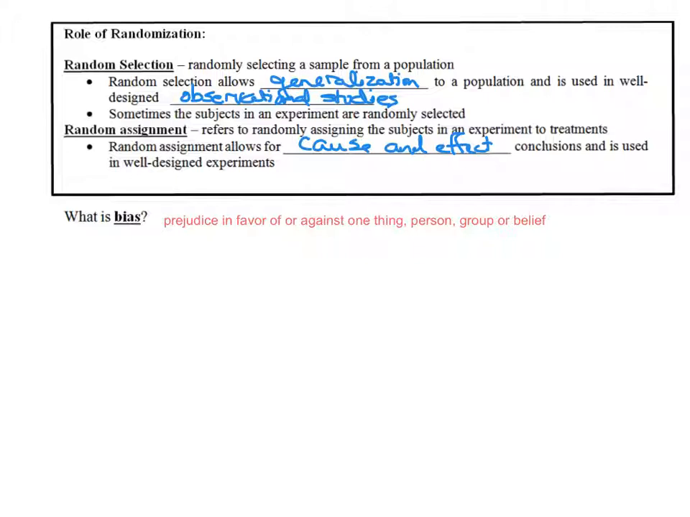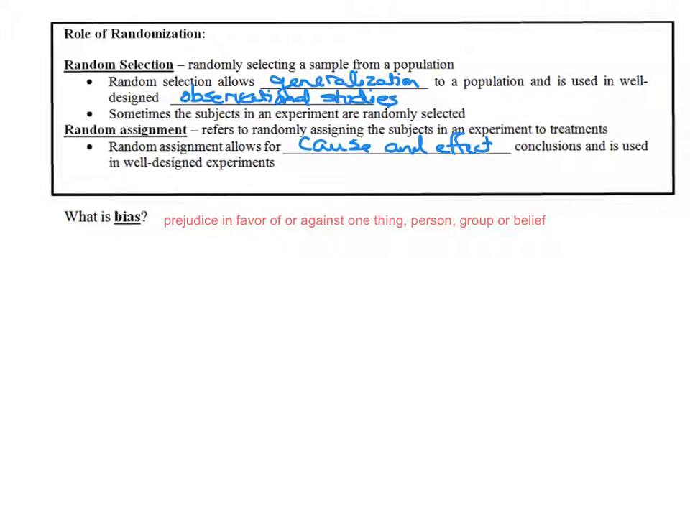The next word we want to look at is bias. I've talked about what happens if our questions don't give us good data. Some of that may be based on bias. Bias is when we have prejudice in favor of or against one thing, one person, one group, or one belief.